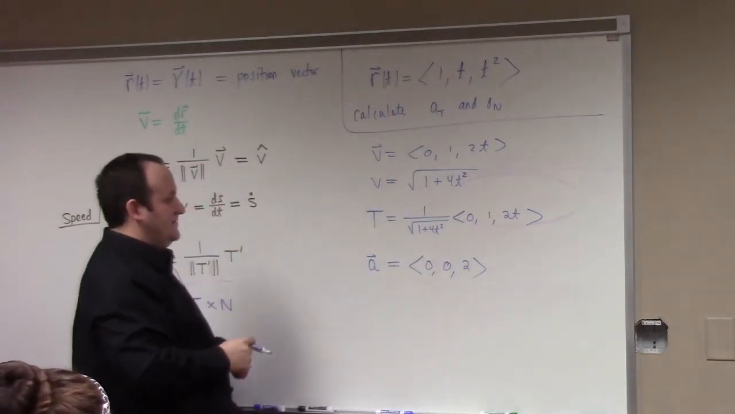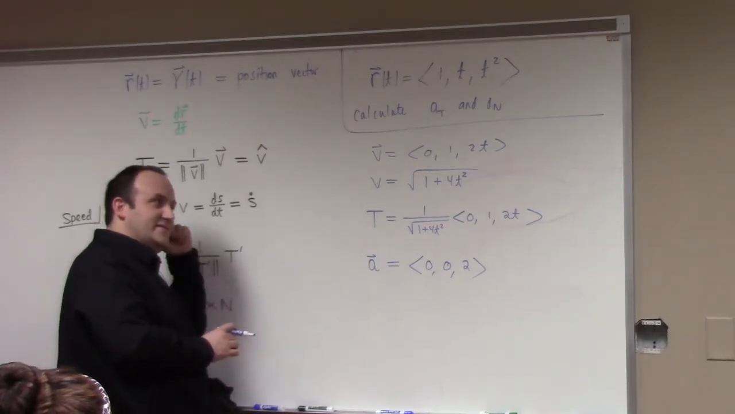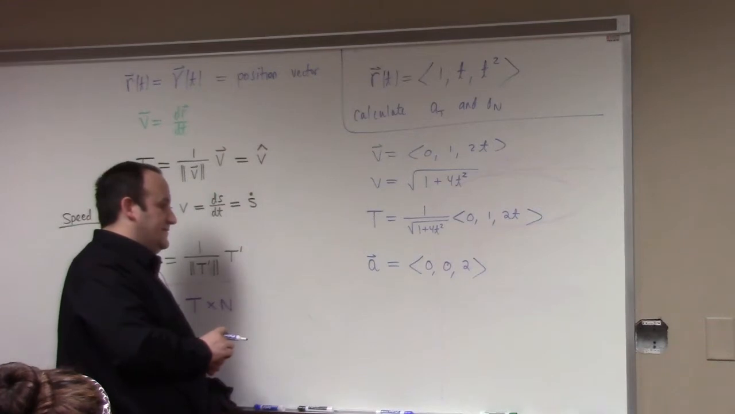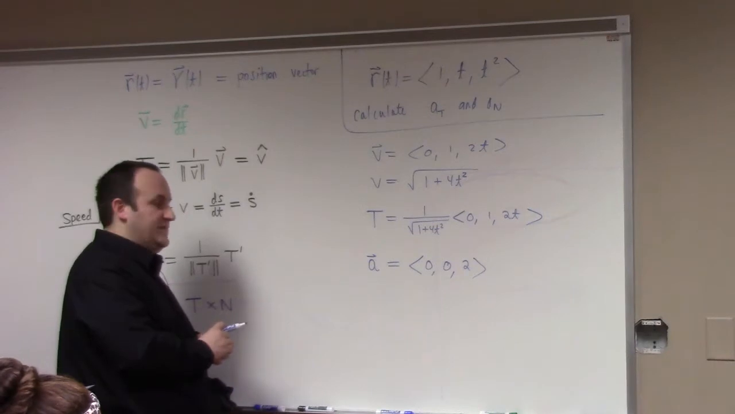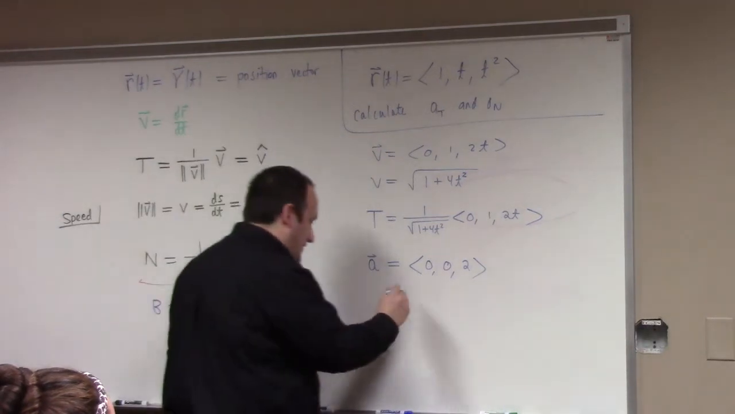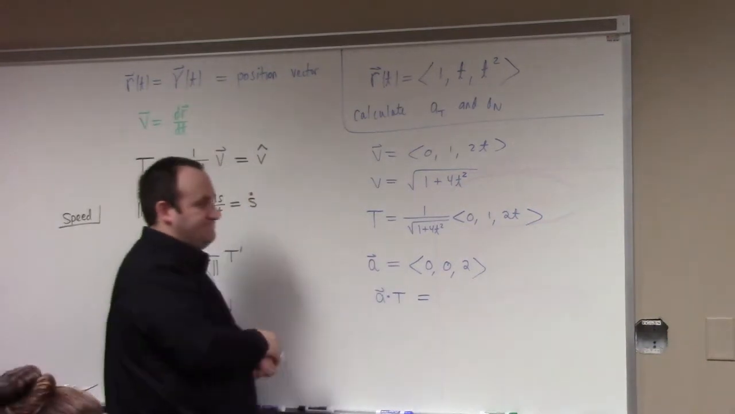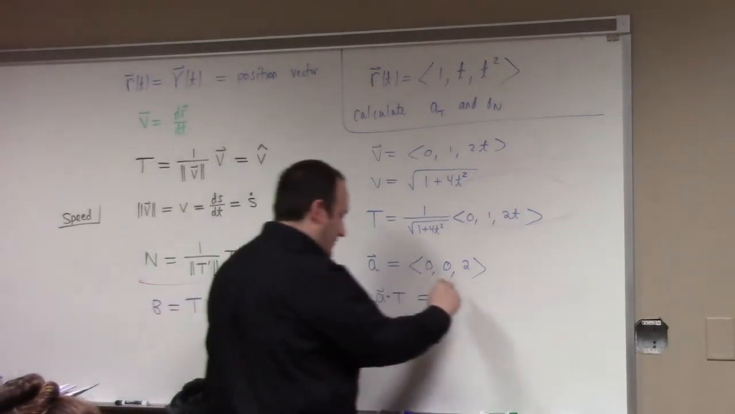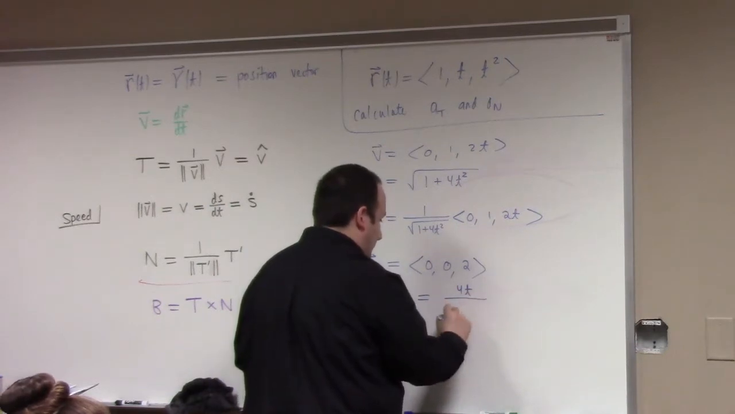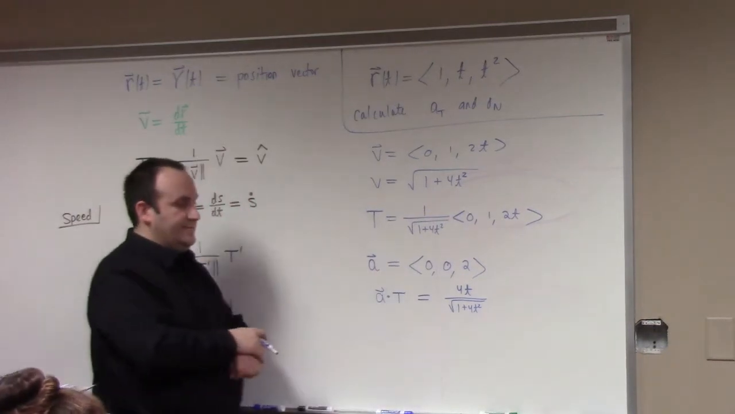This isn't that exciting. Oh, man. I was hoping to have an example that at least had something to it. This one's almost too easy, my luck. What's the tangential and normal components to the acceleration? I guess it's still got something to it. How do you find the tangential component? To find the tangential component, I just take a dot T, right? What's that give me? Looks like 4t over the speed, right?